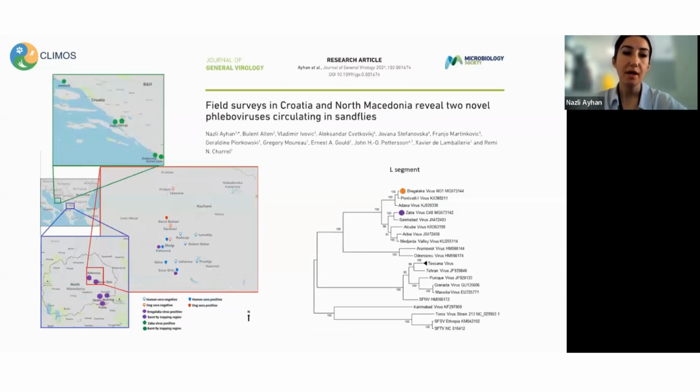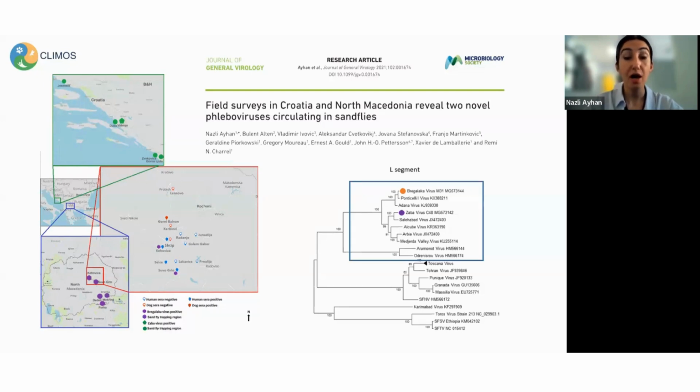I would like to give another example from my thesis work. We collected sandflies in different countries in the Balkans, and we identified 2 different Phleboviruses. One is from Croatia, which is called Zabavirus, and the other one is from North Macedonia, which is called Bregalaka virus. They are both within the Salobreña group.